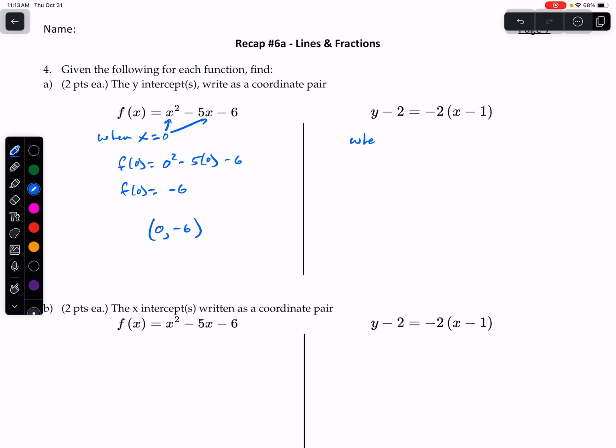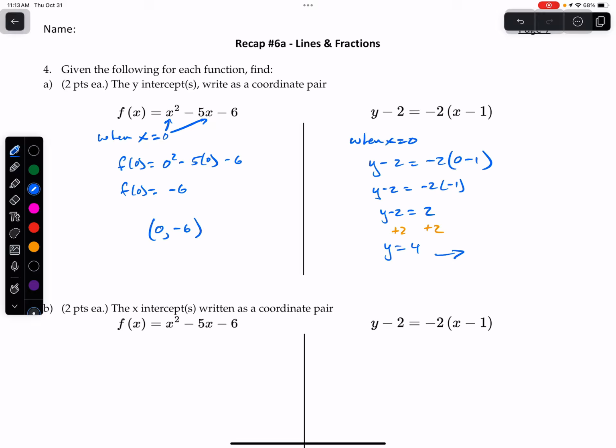This is also when x equals 0. So we'll have y minus 2 equals negative 2 times 0 minus 1. So y minus 2 equals negative 2 times negative 1. y minus 2 equals 2. And then we will add 2 to both sides. Sorry, I got the hiccups there. y equals 4. Oh, I shouldn't be circling that as my answer, because it means y equals 4, so our point is 0 comma 4. That's my answer.